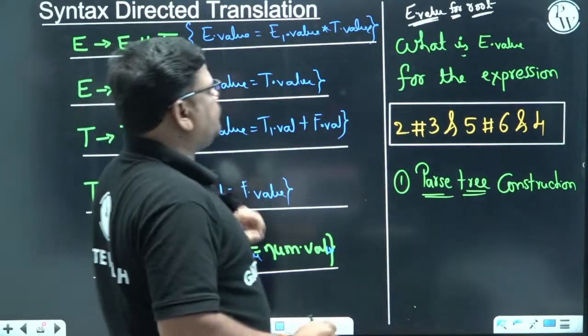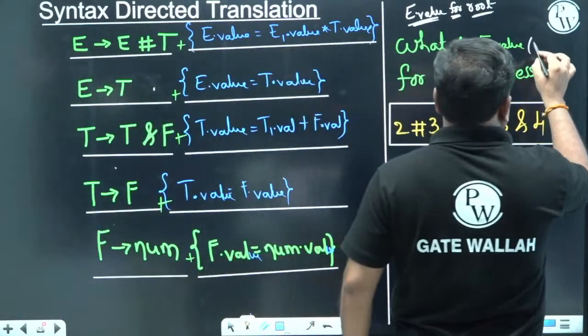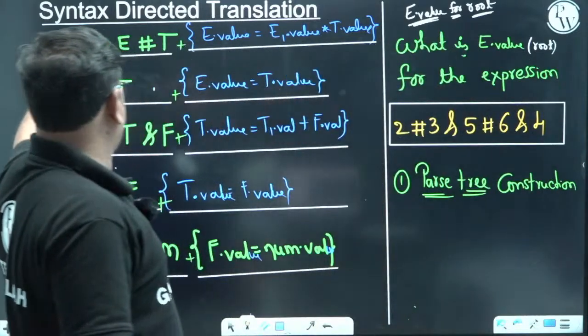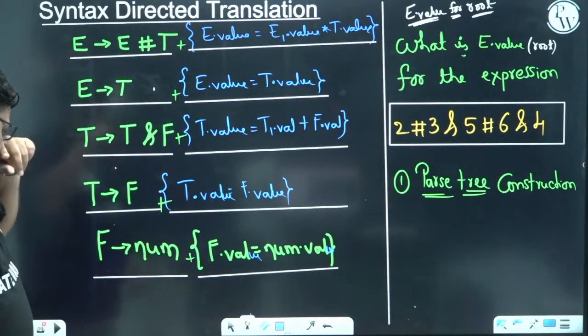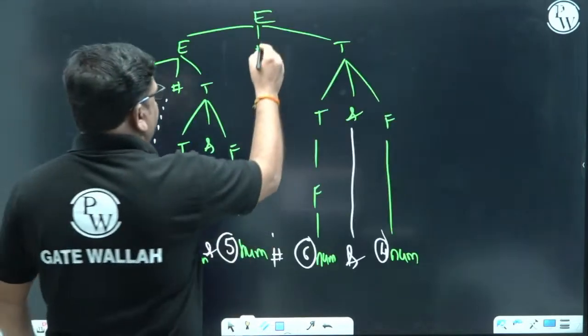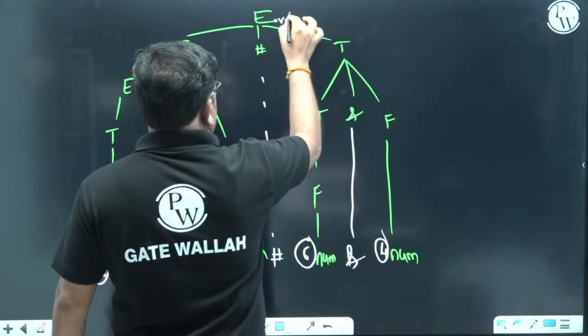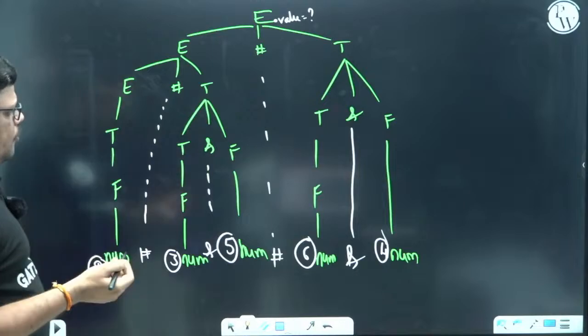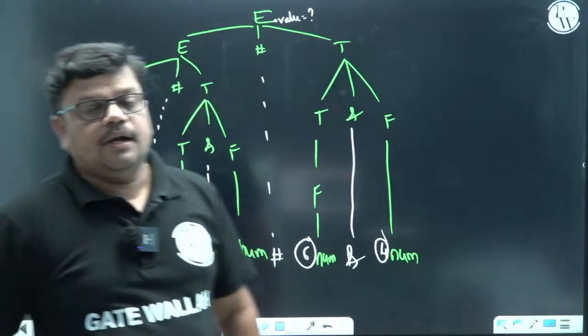The E dot value of the root, the E dot value for the root value. Here we need to compute this root value. So in the parse tree, we need to compute this. How to compute? However the rules are there, see here, very simple.